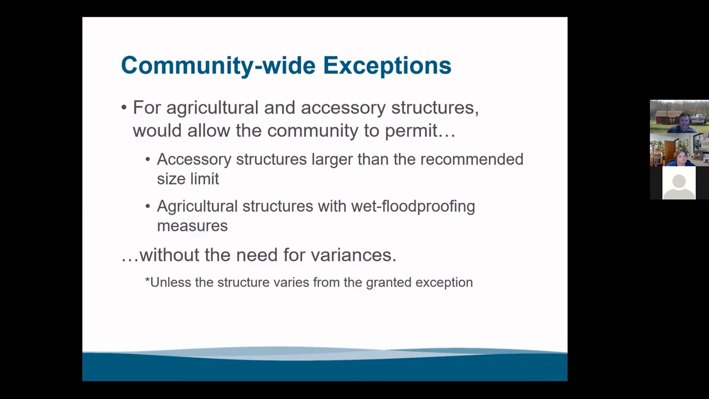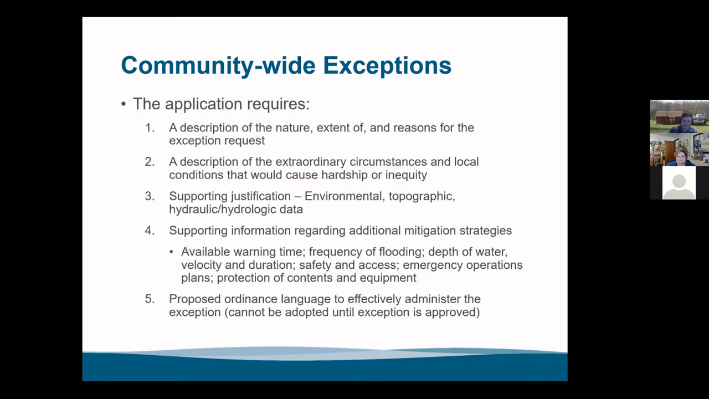So what does this look like? How do we apply for something like this? So this is just a simple list. Again, you can find more information on this in the guidances, and you can always reach out to FEMA with more questions or reach out to us. But it requires a description of the exception request, the nature, extent of, and reasons for this request, a description of those extraordinary circumstances and the local conditions that would cause hardship, supporting justification. This is going to be all types of studies, environmental, topographic, hydraulic, or hydrologic data that FEMA requests.